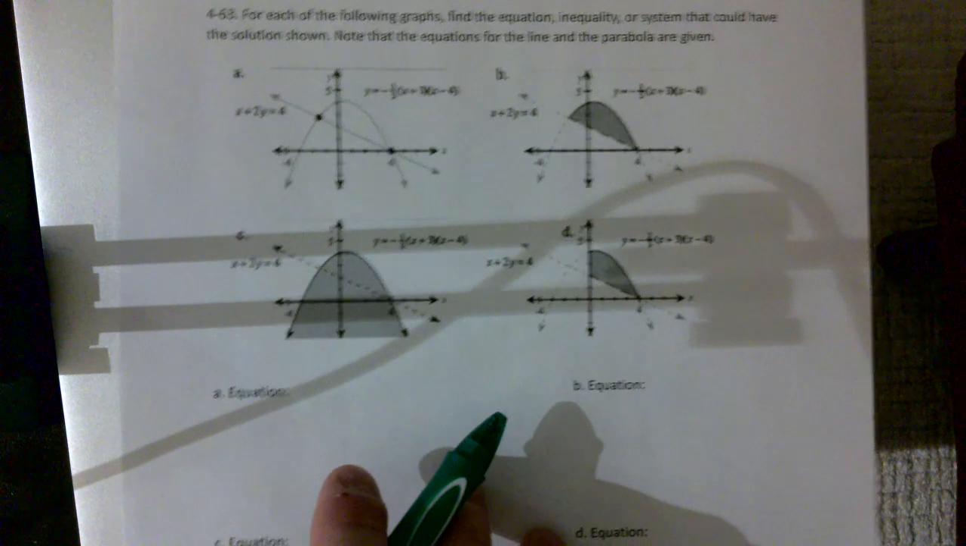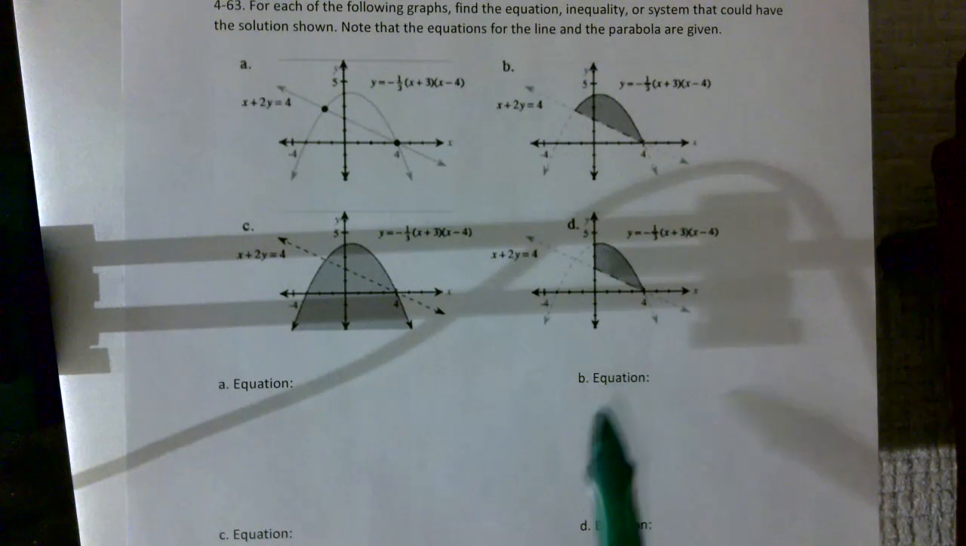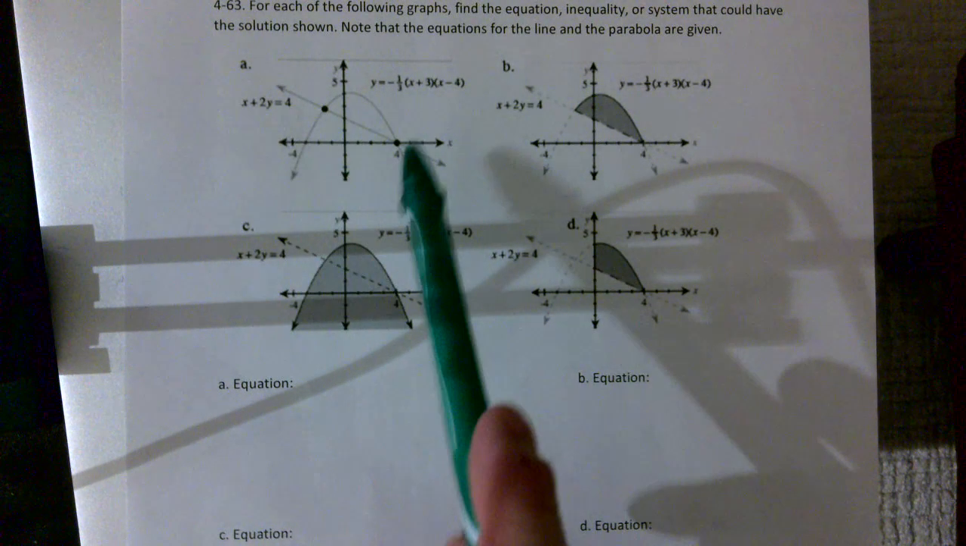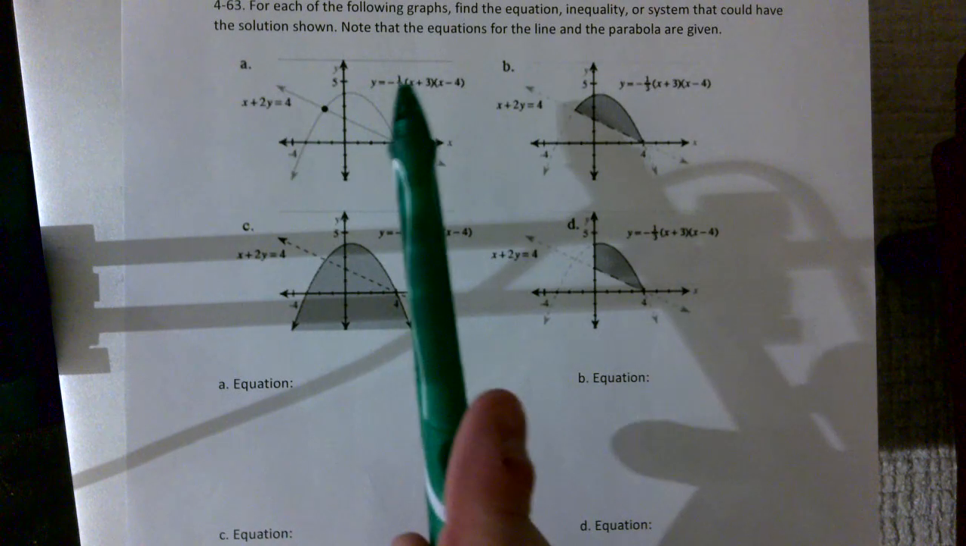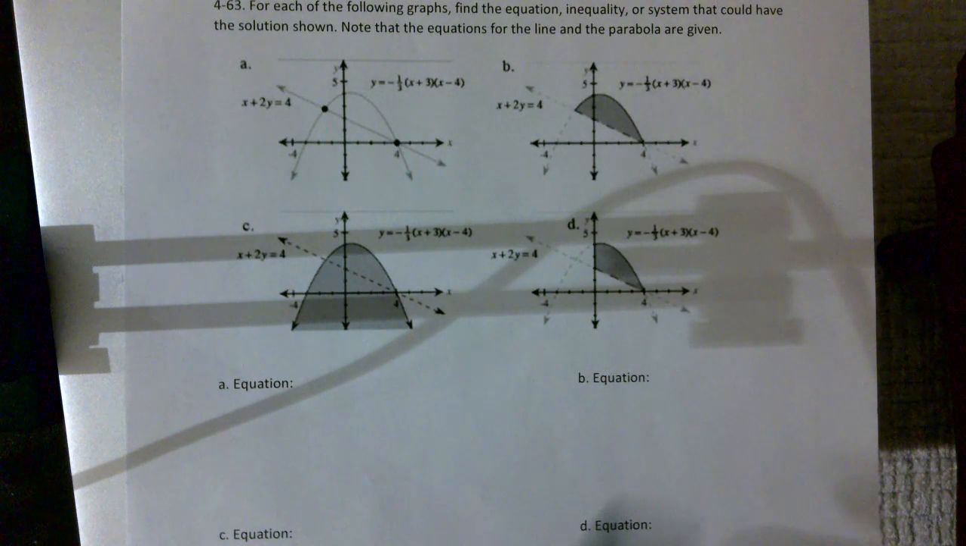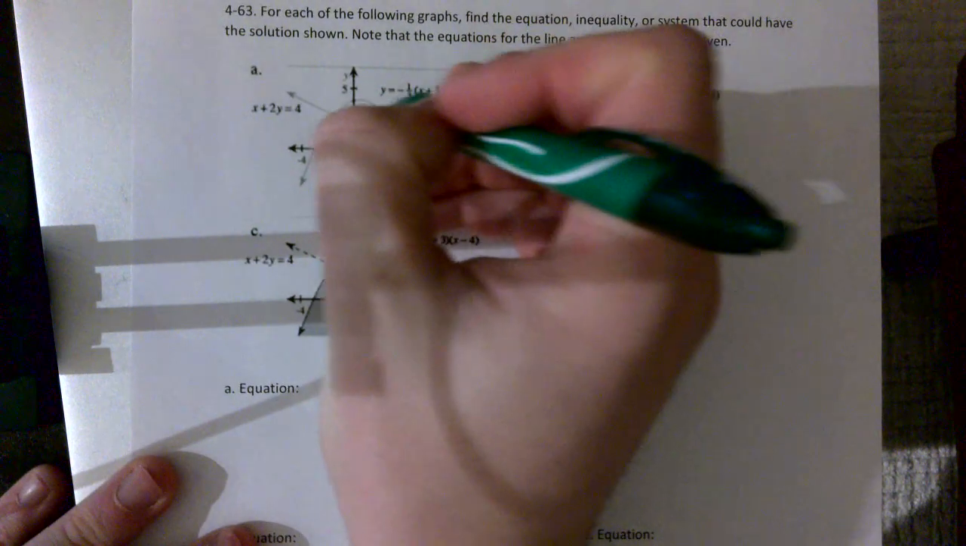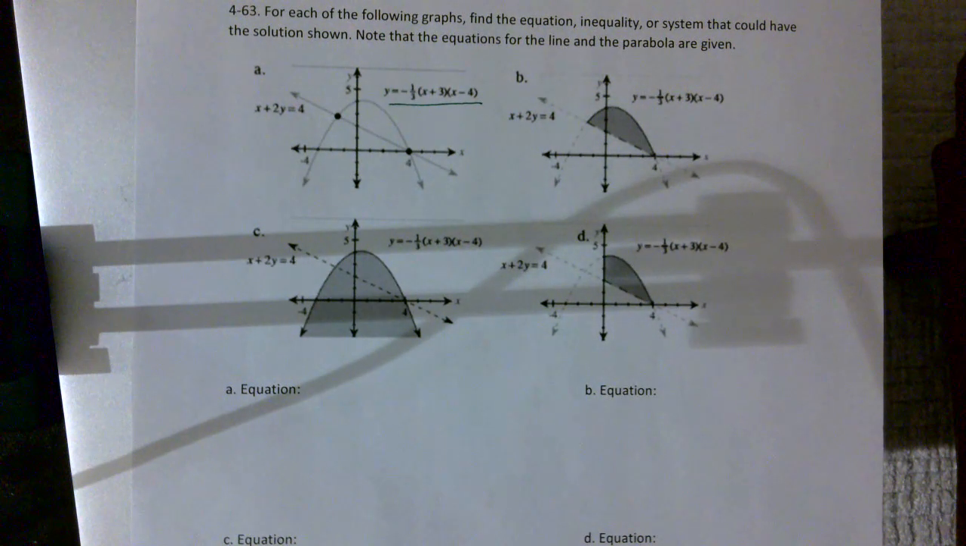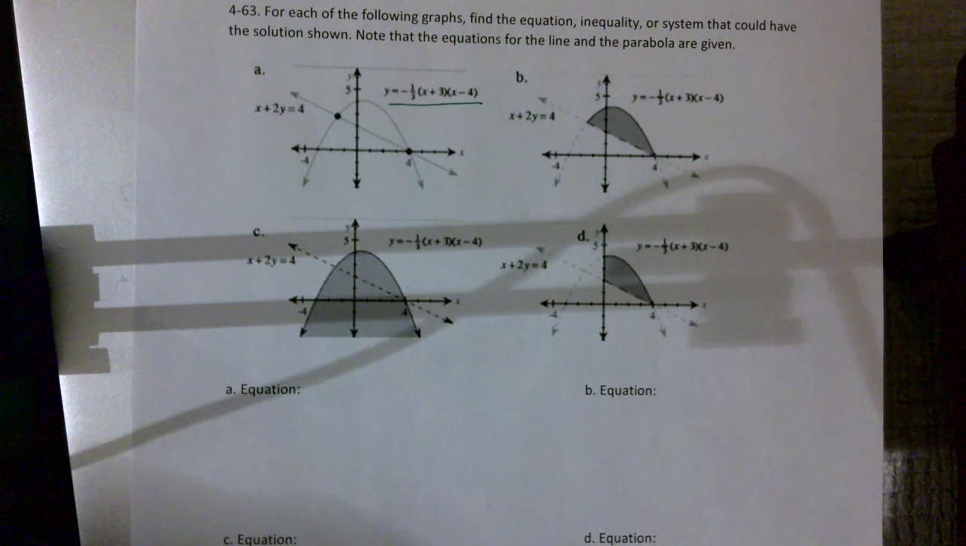For letter A, what we end up having is two different graphs, a line and a parabola. The parabola, as you can probably guess, is going to be y equals -1/3 multiplied by (x + 3) and (x - 4). The reason why is because you multiply those two x's together right away and you get the value of x squared. The other one is a line, and it's going to have a negative slope.